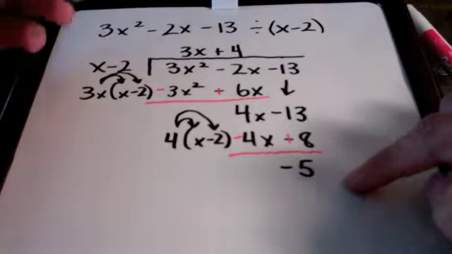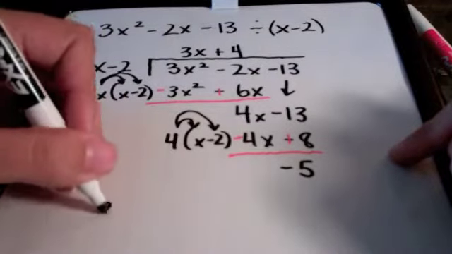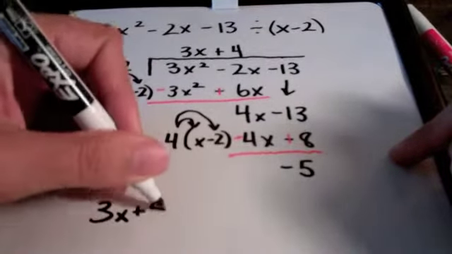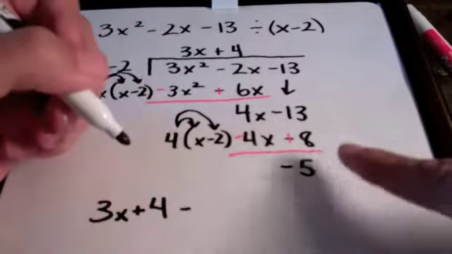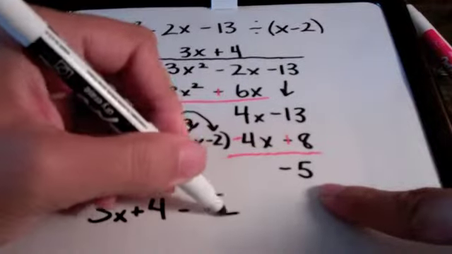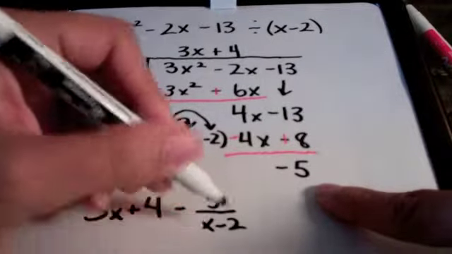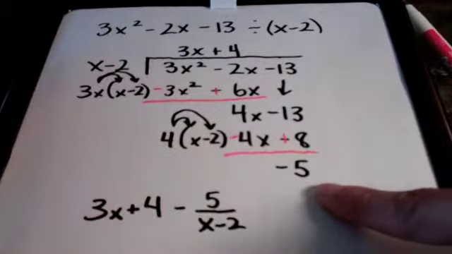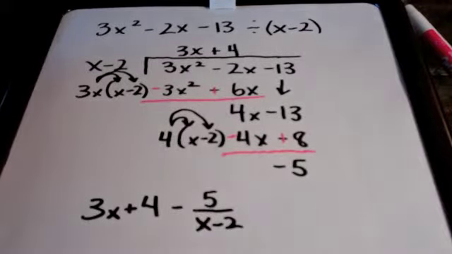So the answer for this will be, you look up here and you see, okay, this is your quotient thus far, 3x plus 4, but you also have this negative 5 here, and we write it over the divisor, which in this case is x minus 2. So that's the solution to that particular problem.